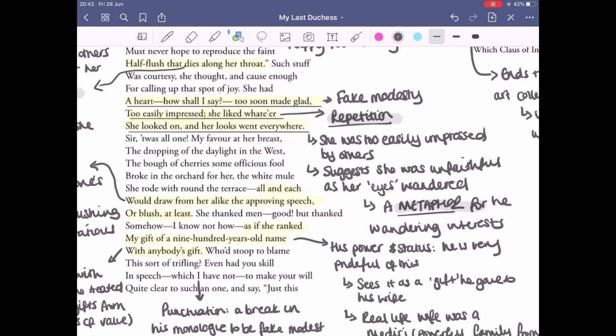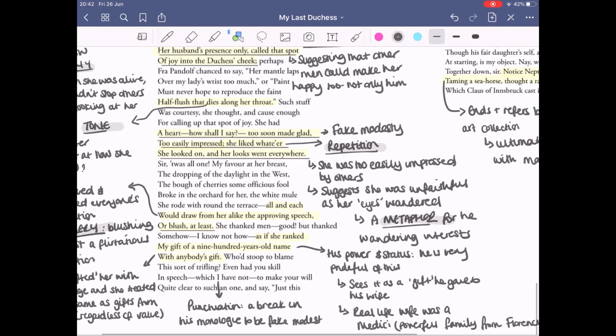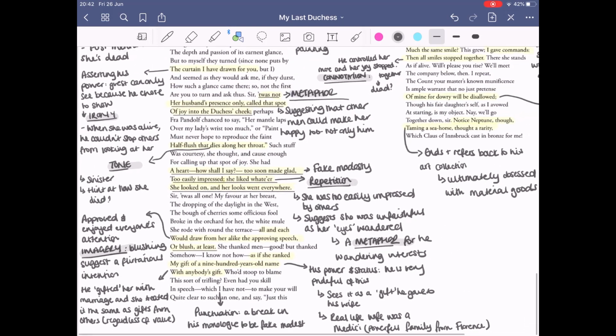So we see more of this and more of his insecurities through the lines, "or blush at least." At this point he's also speaking about the attention that she received, but the use of "blush" almost symbolizes a more flirtatious nature. So he's suggesting that not only did she receive this attention, but she also almost looked for it, with her looks being everywhere, but also that she enjoyed it, with the idea that she blushed and the fact that she was quite bashful.